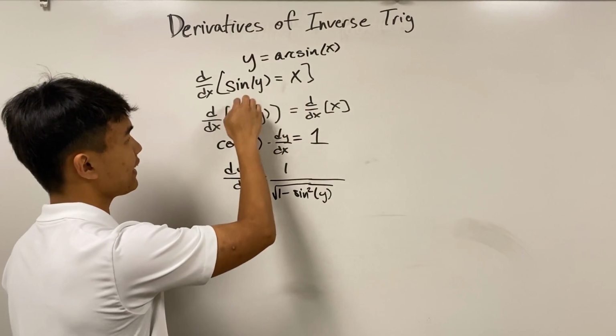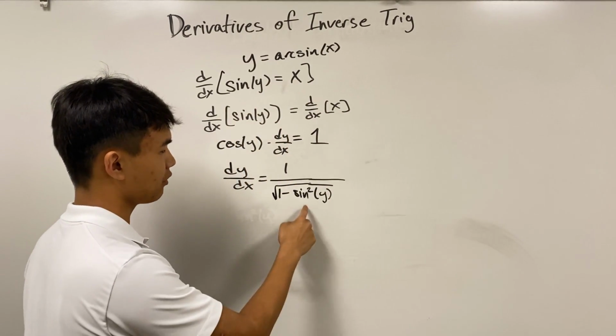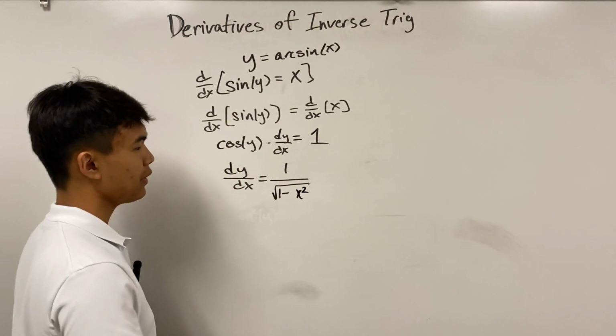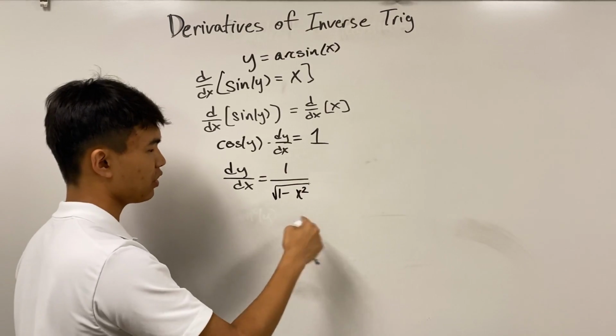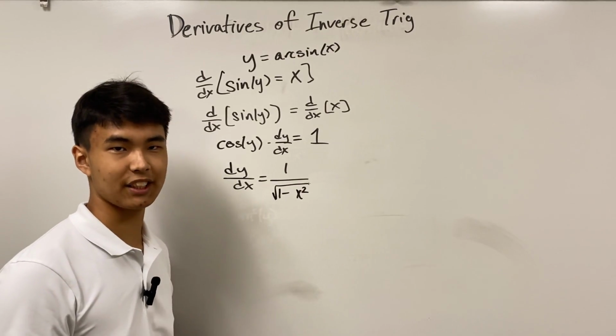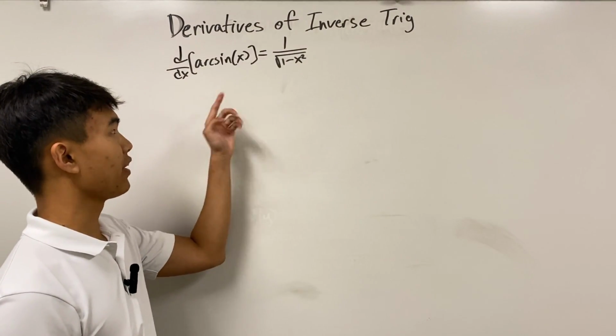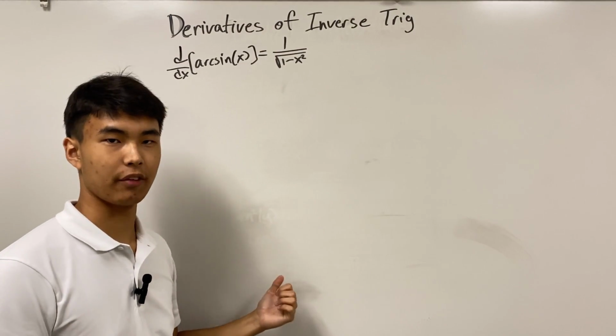And up here, we said that sine of y is equal to x, so I'm going to replace sine of y here with x. Now we have that the derivative of the arcsine of x is equal to 1 over the square root of 1 minus x squared, and that is our answer. So we show that the derivative of arcsine of x is 1 over square root of 1 minus x squared. And here are the rest.